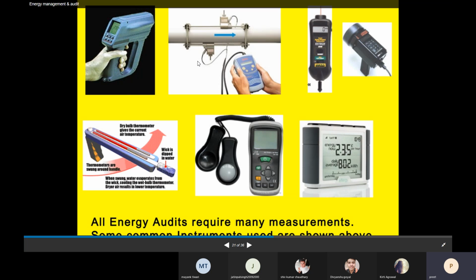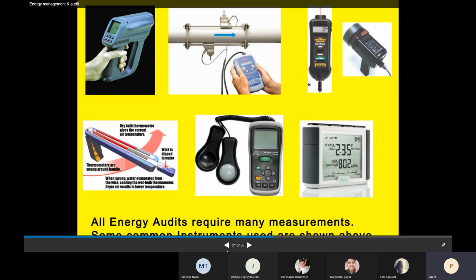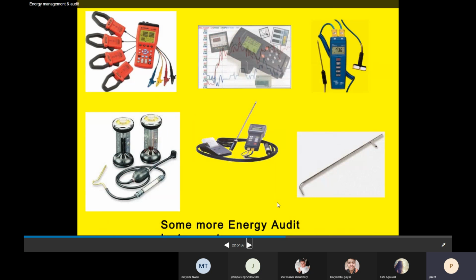Basically, this is, I guess, a kind of potentiometer measuring the resistance. These are some instruments showing that temperature measurement is required, pressure measurement is required. These are some measuring instruments which have been used in energy auditing. These are some common instruments. This is a temperature measurement and pressure measurement device.